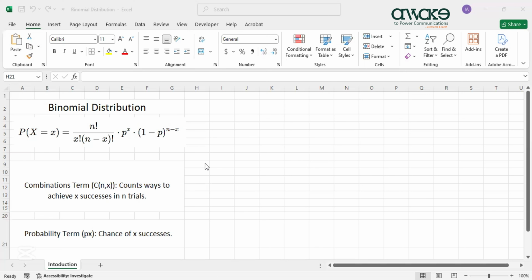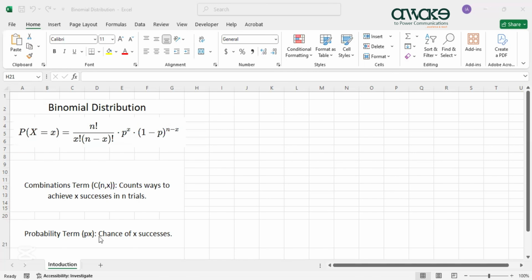Let's break down this binomial formula we have before us here. If you look at this binomial formula, I have simplified it to make sure we don't have any confusion. So now, if you look at our formula, we have the combination term. The combination term here counts ways to achieve X successes in N trials. This combination term can also be called the binomial coefficient. And the binomial coefficient is what we represent here as N factorial divided by factorial of X multiplied by the factorial of N minus X.